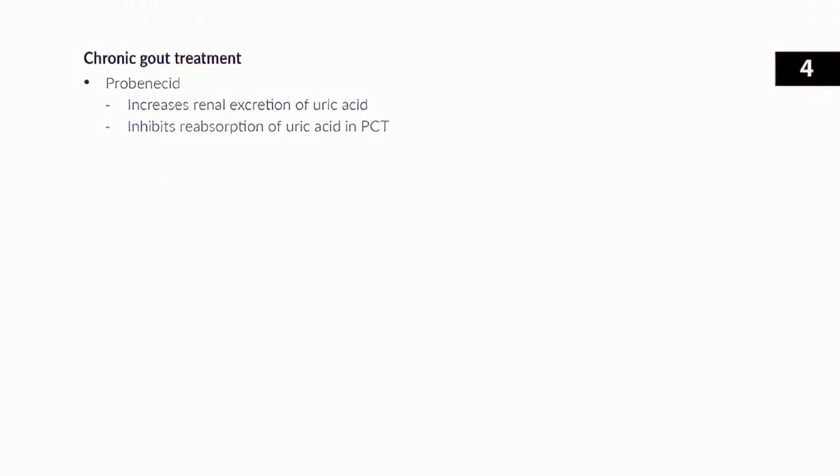As a side note, probenecid also inhibits secretion of penicillin. So in World War II, when penicillin was in short supply, they were able to conserve penicillin by giving probenecid along with lower doses of penicillin.